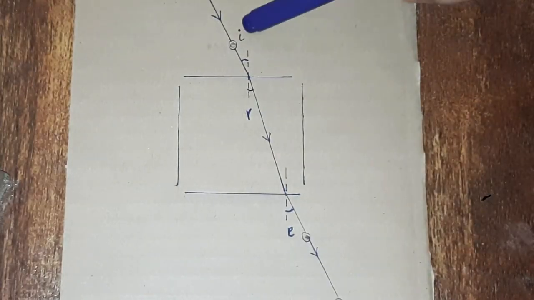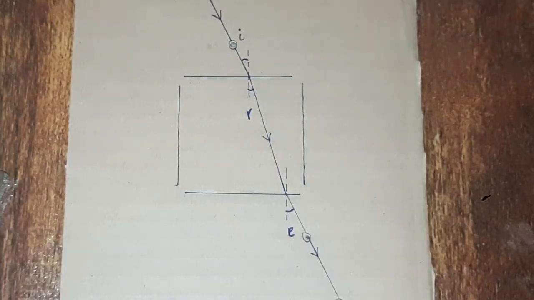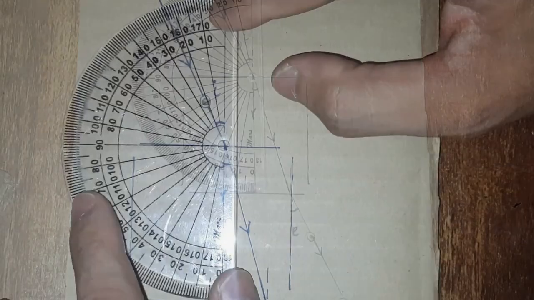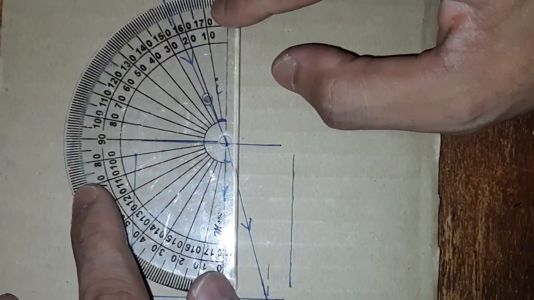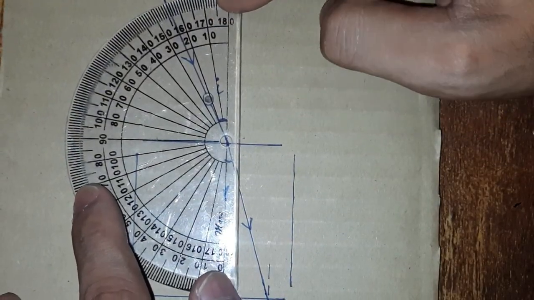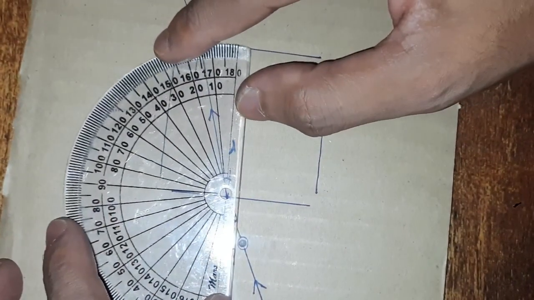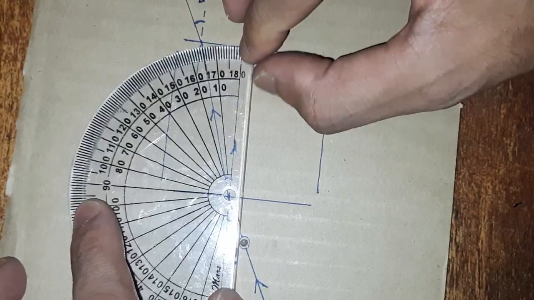Now let's try and measure the angle of incidence and the angle of refraction. So the angle of incidence is coming out to be somewhere around 24 degrees, and now let's measure the angle of refraction. So the angle of refraction is coming out to be 15 degrees.